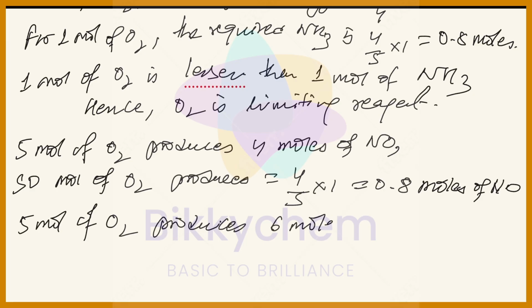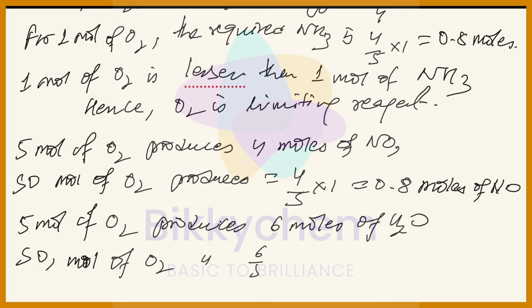Similarly, 5 moles of oxygen produces 6 moles of water. So 1 mole of oxygen produces 6/5 into 1, which is 1.2 moles of H2O. So 1.2 is given. Option A is 1.0 only, the mole which has been produced. So option A is also incorrect.